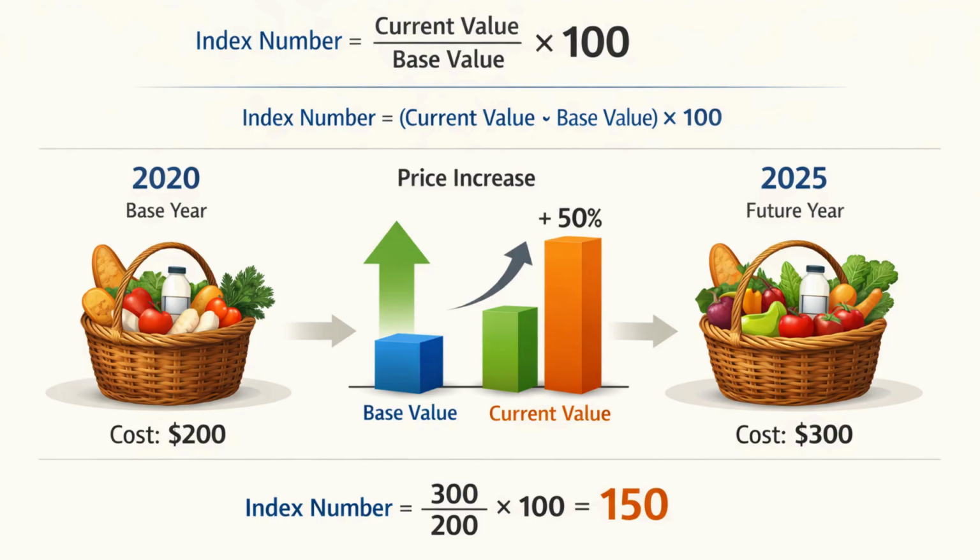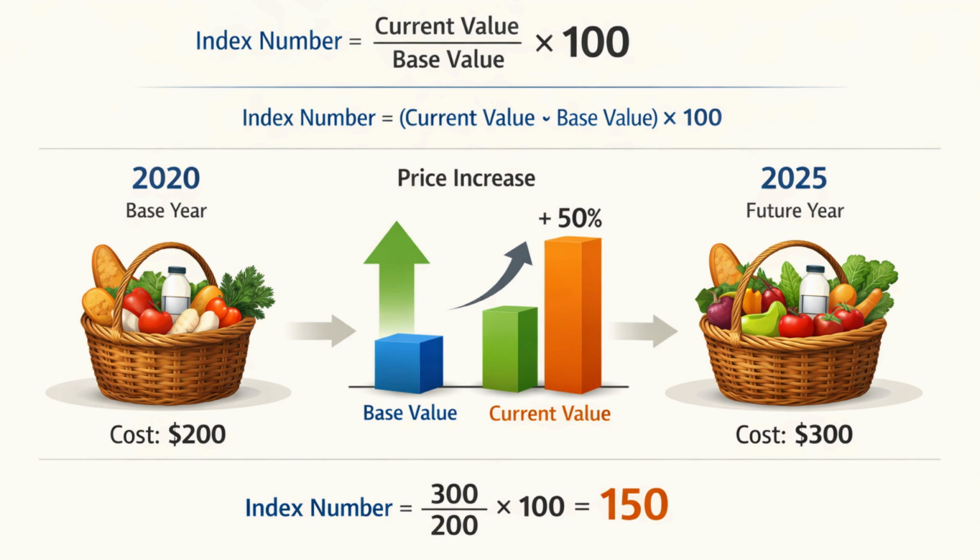An index number is a statistical measure used to represent the relative change in a variable across time, location, or categories. Instead of examining individual numbers separately, we compress the information into a single indicator. Let's understand this with a simple example.